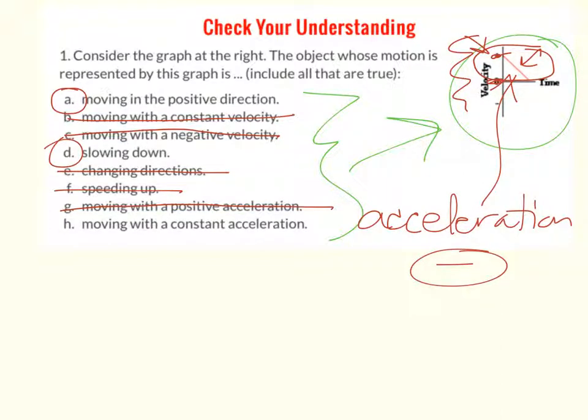And finally, is this object moving with a constant acceleration? Is this line a straight line? And the answer is yes, it is. So this object is moving with a constant acceleration. The slope of this line is constant because that line is a straight line. And in fact, all of the objects that we are going to be looking at in this unit, all of them will have a constant acceleration.